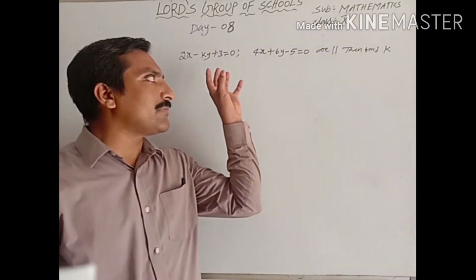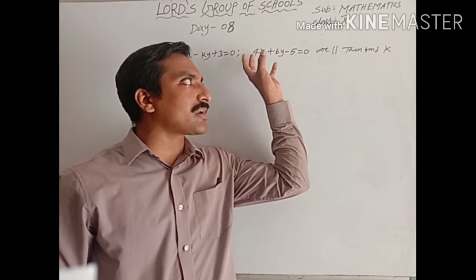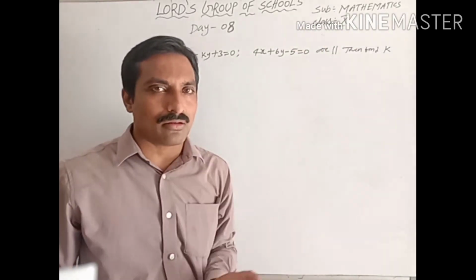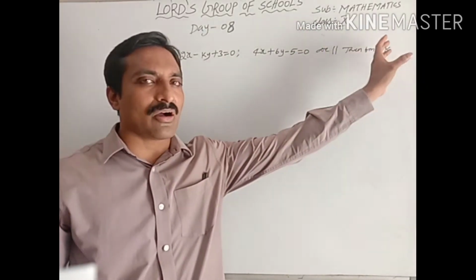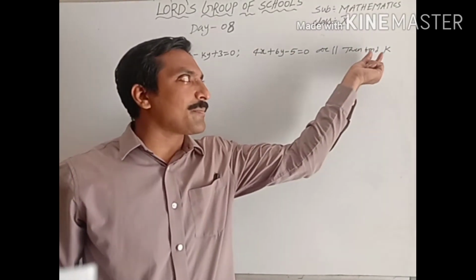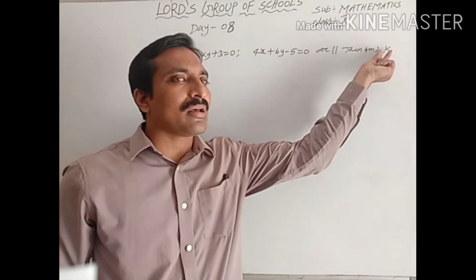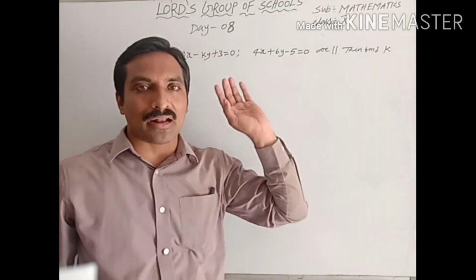It means, what are the given two equations? These two equations are parallel. Then what is the value of k? It means when you take what number in place of k, these two act as parallel.